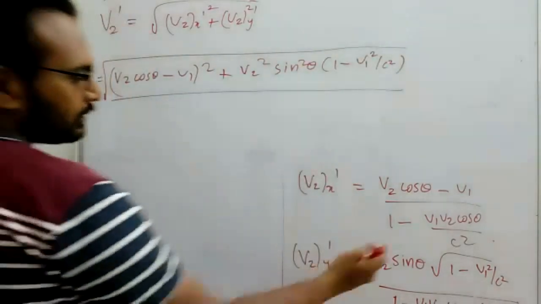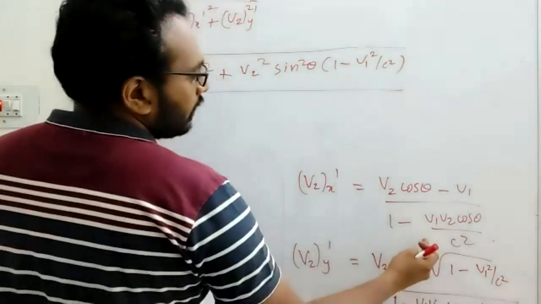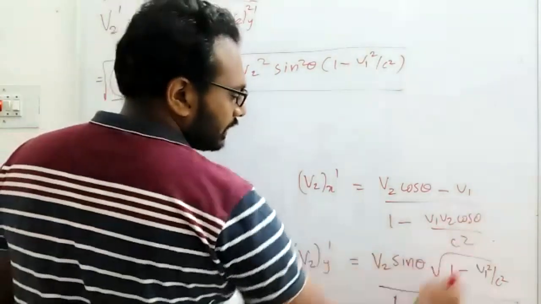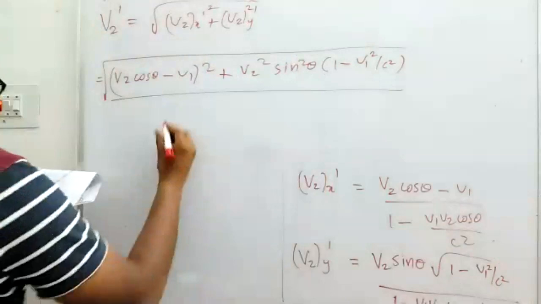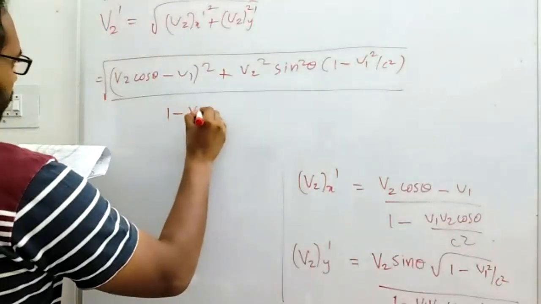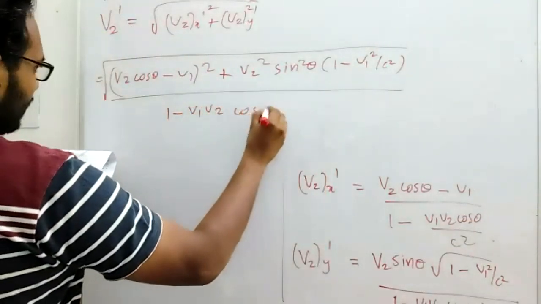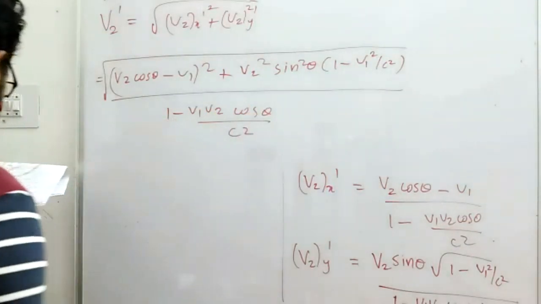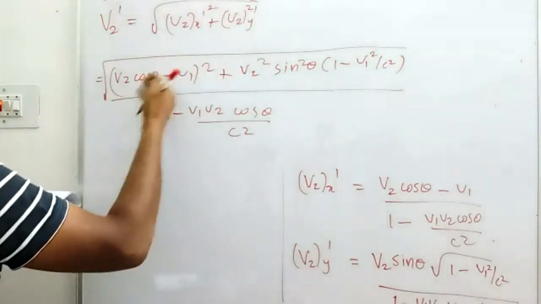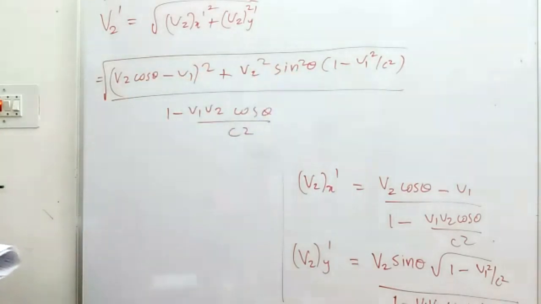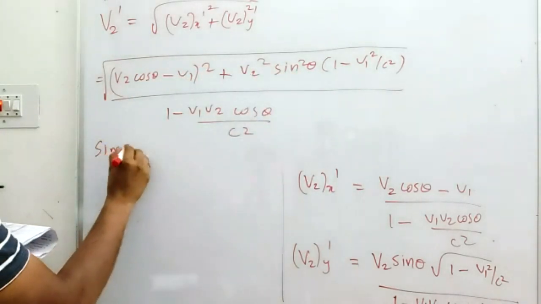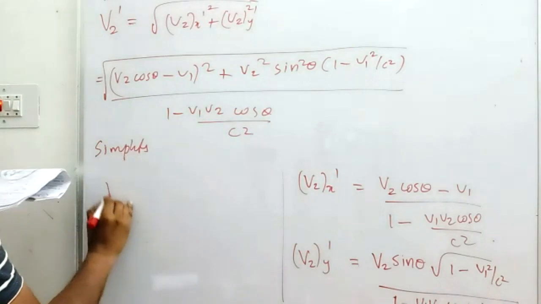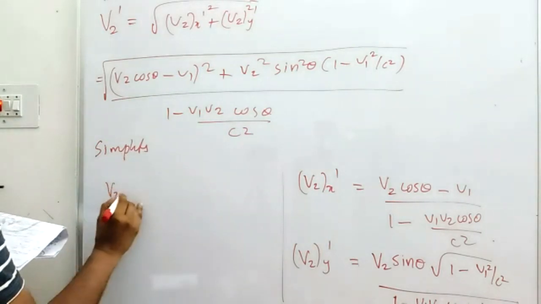Okay, so when you square, it's a square there, it's a square there, but you can pull it out of the square root and you'll have 1 minus v1 v2 cos theta divided by c square. Now it's a matter of simplifying this, and cos square theta plus sine square theta is equal to 1, etc. You simplify this and you see that you'll get v2, we'll call it v21.